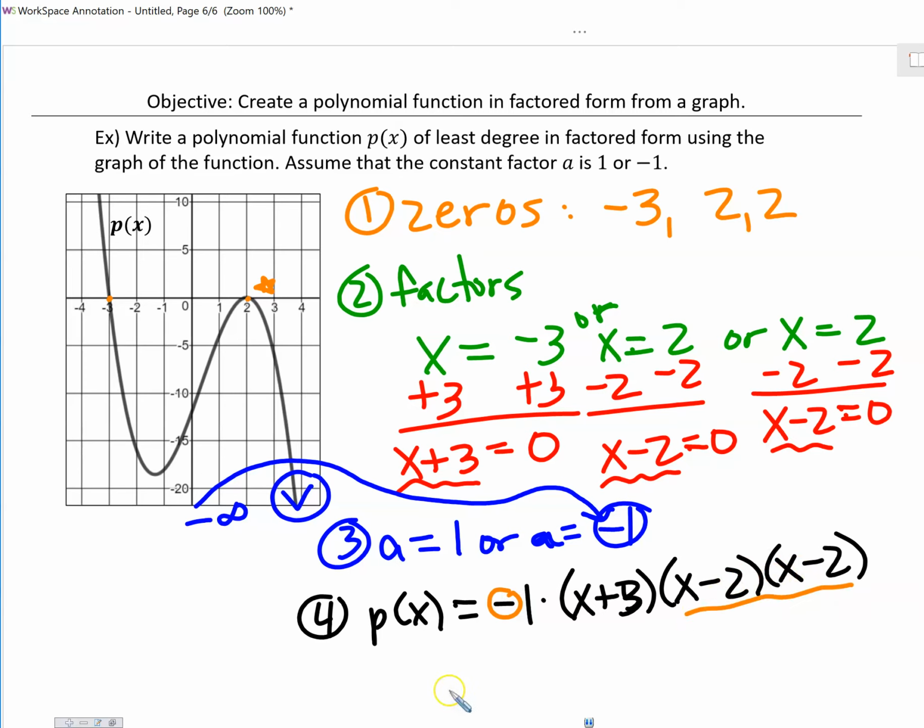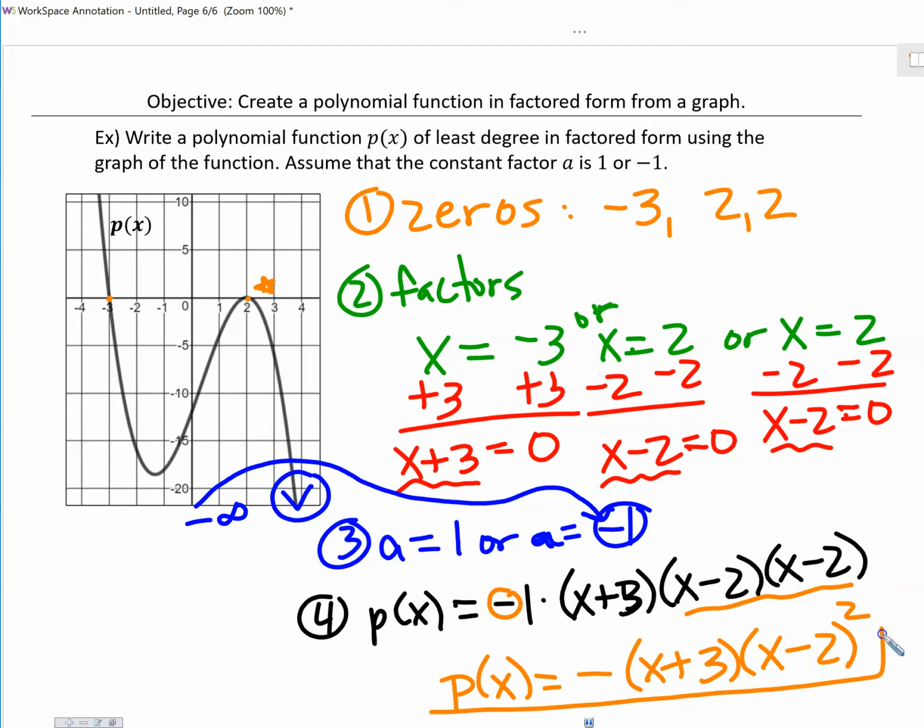The -1 factor, we generally just keep the negative, and the x minus 2 times itself we write as a quantity squared. So our final factored form would look like p of x equals negative, and then you can write your x plus 3 followed by your x minus 2 quantity squared, or it is also okay to write your x minus 2 quantity squared before your x plus 3. That's fine either way. And then that would be our factored form of our function.